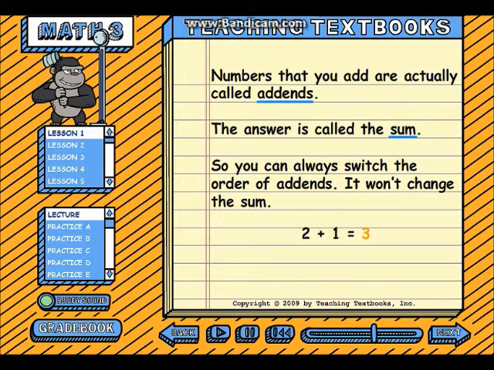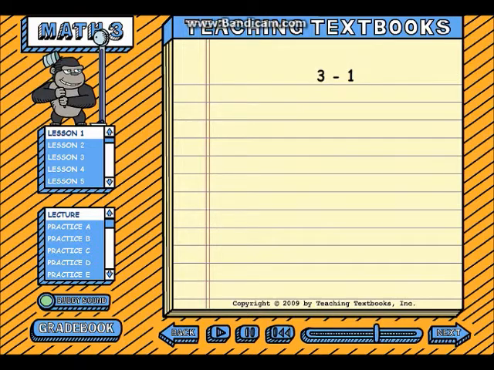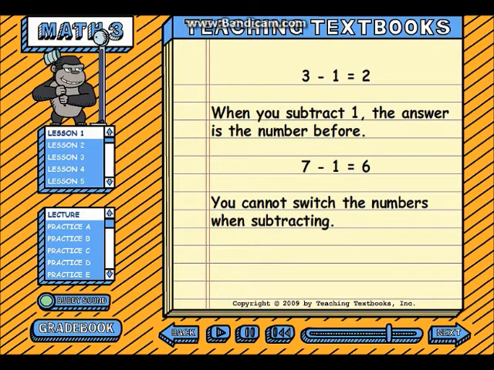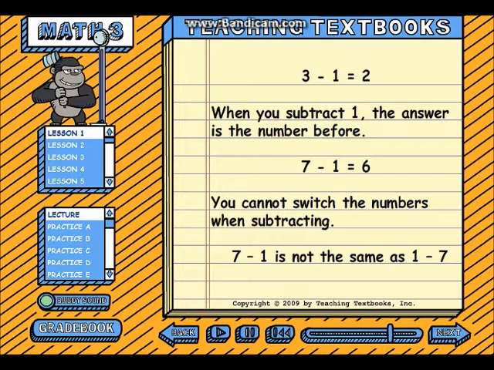Awesome. Now let's do some problems where we subtract 1. What's 3 minus 1? That's right. When you subtract 1, the answer is the number before. It changes 3 to 2. Here's another one. What's 7 minus 1? That's it. One thing you've got to be careful about is that you can't switch the numbers when subtracting. 7 minus 1 is not the same as 1 minus 7. So you really need to watch out for that.